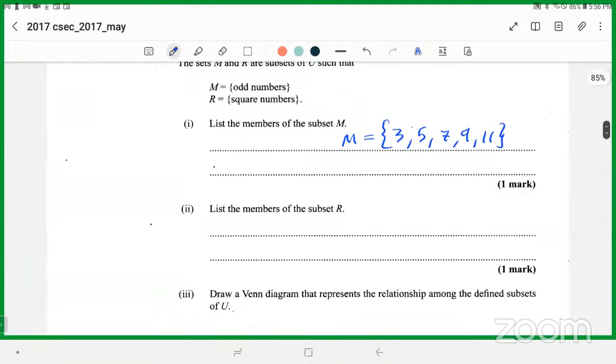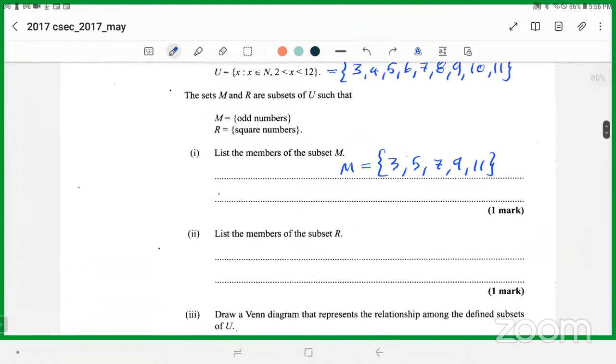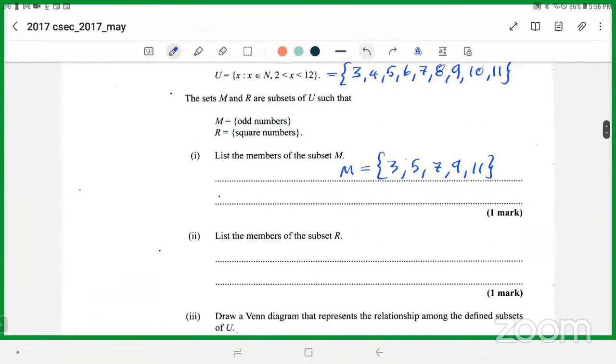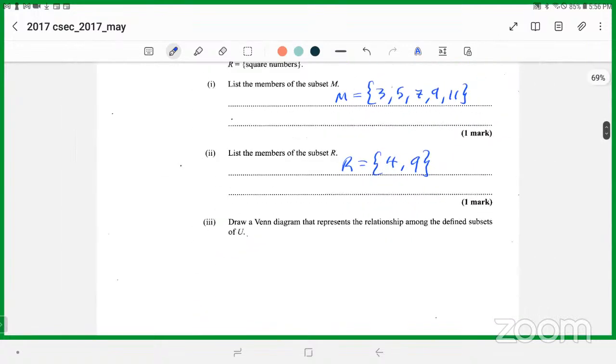Then they want us to list the members of R, and R are your squared numbers. So R would be just the 4, which is a squared number, and the next one is 9. So 4 and 9 are your squared numbers. Remember, if 1 was in there, 1 would also be a squared number, right? 1 squared is 1, right? Good. Next one says we have to draw the Venn diagram now.